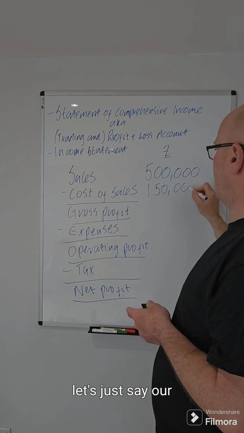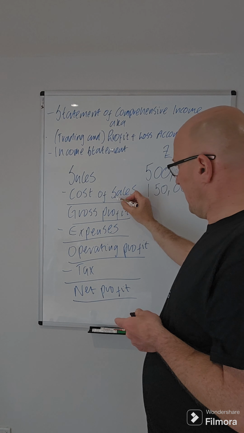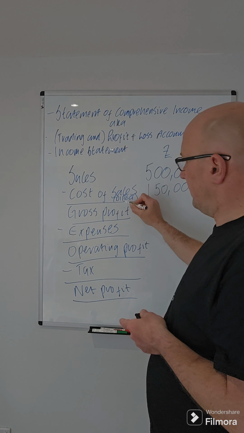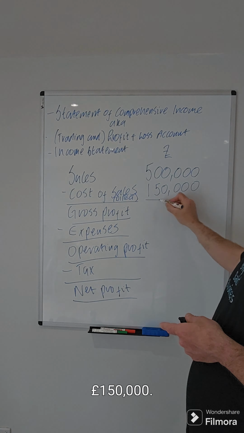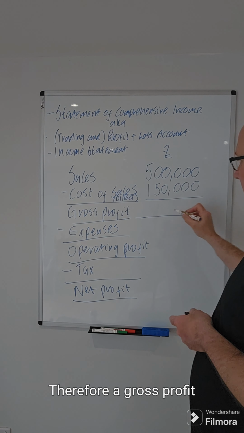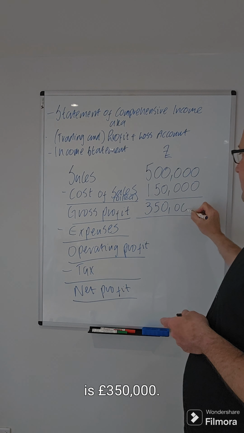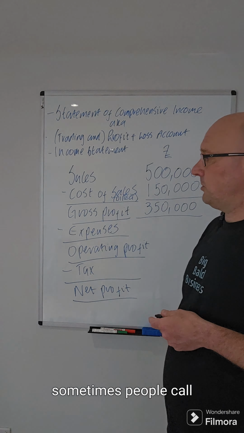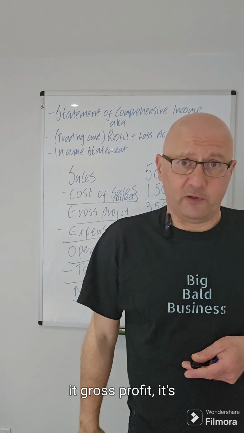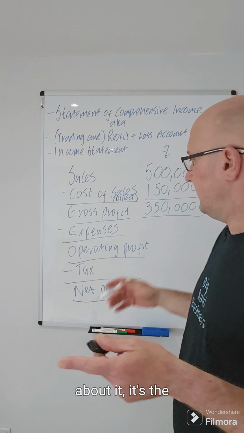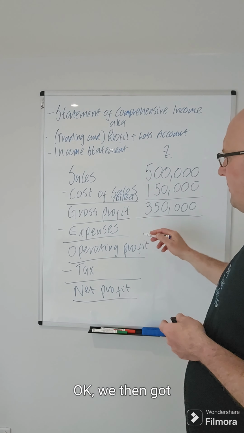Okay, so to sell £500,000 worth of tables, I'm making this up, let's just say our direct costs or cost of sales, I'm just going to put direct there, just so you know, that's another name for it, let's say it's £150,000. Therefore, our gross profit is £350,000. Now, just to point out, sometimes people call it gross profit, but it's the same thing.